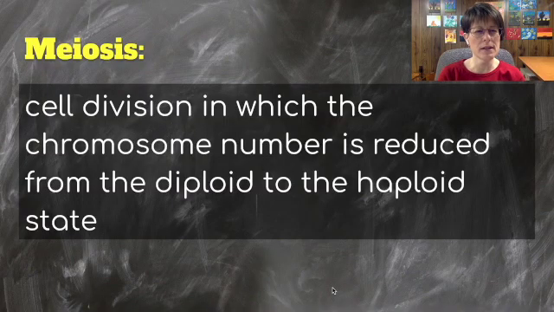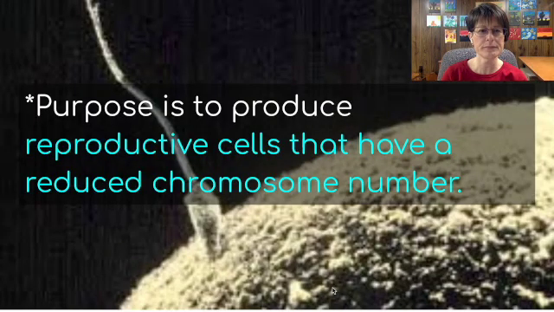So meiosis is a cell division in which the chromosome number is reduced from the diploid to the haploid state. Remember, in the diploid state, there is a copy of each chromosome, one from each parent. In the haploid state, you only have one copy of each chromosome. And remember, in humans, the diploid number is 46 and the haploid number is 23. And the purpose of this process is to produce reproductive cells that have a reduced chromosome number.